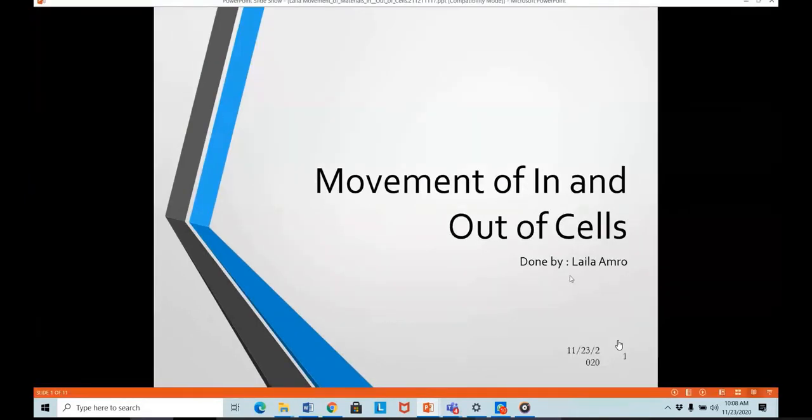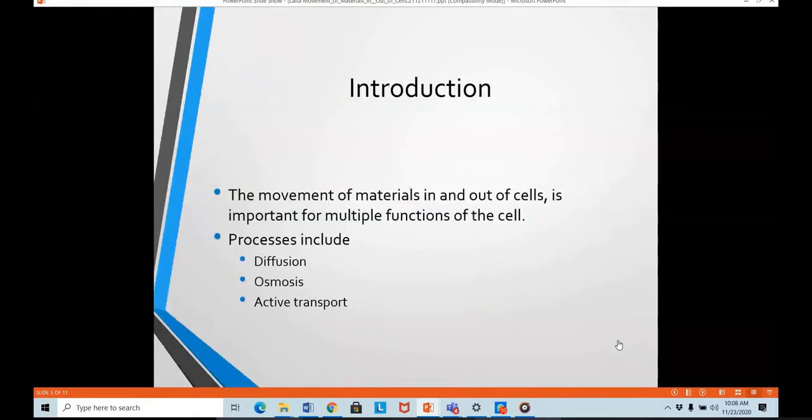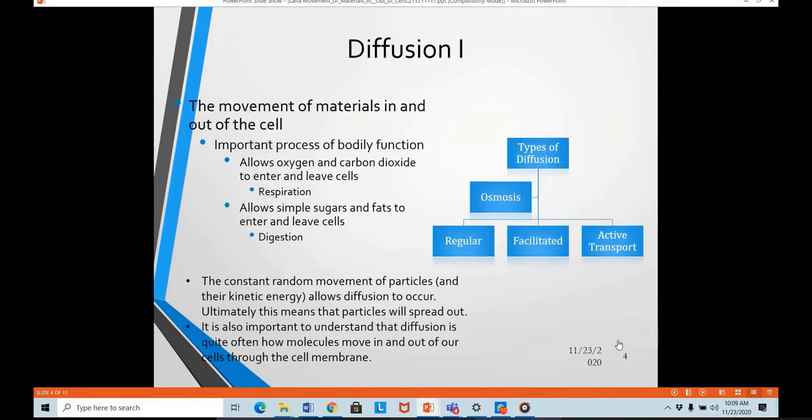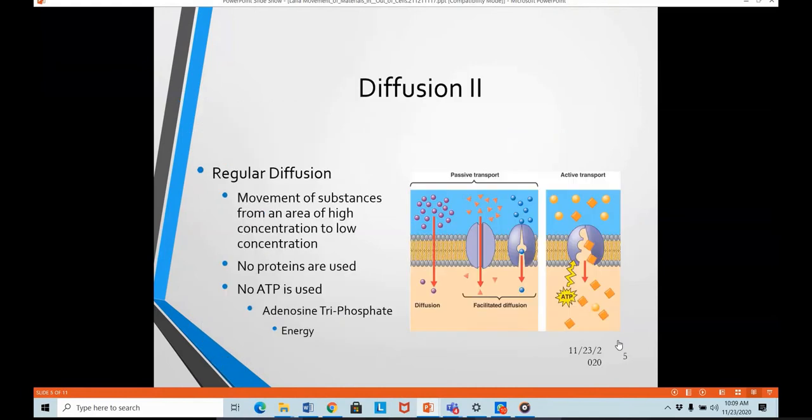Yes, sure. Assalamu alaikum. My name is Laila. Today, I'm going to be presenting about the movement in and out of the cells, which is diffusion, osmosis, and active transport. So this is what I'm going to be talking about today. First of all, we're going to begin with diffusion. Diffusion is the movement of particles from high concentration to lower concentration, down the concentration gradient, as a result of random movement. Diffusion also relies on the random movement of particles and their kinetic energy, which allows diffusion to occur.